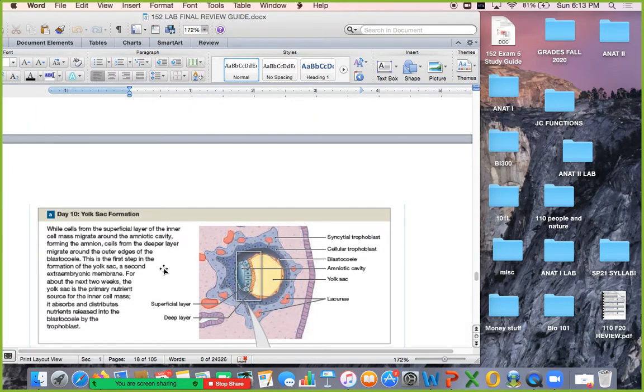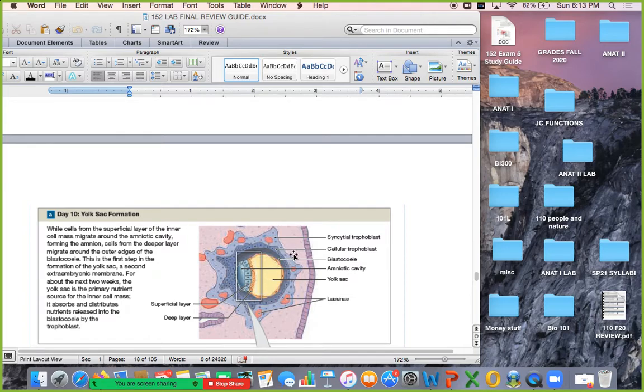All right, around day 10, we're going to form the yolk sac. The yolk sac is what's going to be supporting the embryo in terms of nutrition until the placenta is able to allow for exchange between the maternal and the fetal blood supply, and nutrients are able to be fed to the developing embryo. At that point, actually, it's becoming a fetus. It's going to be called a fetus.